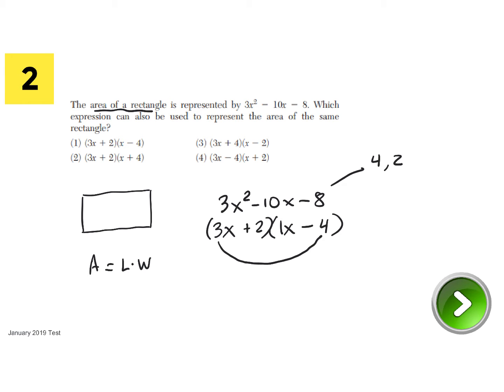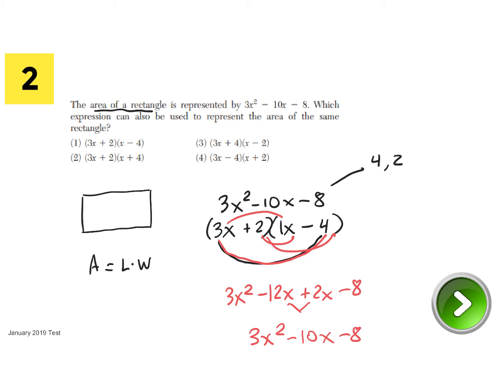So I could FOIL this out to check. I'll do that in red. So I end up with 3x times 1x is 3x squared. 3x times negative 4 is minus 12x plus 2x minus 8. So I can see that that's going to work. 3x squared minus 10x minus 8. And I just need to see which choice that is now. So 3x plus 2 and x minus 4 is choice 1.